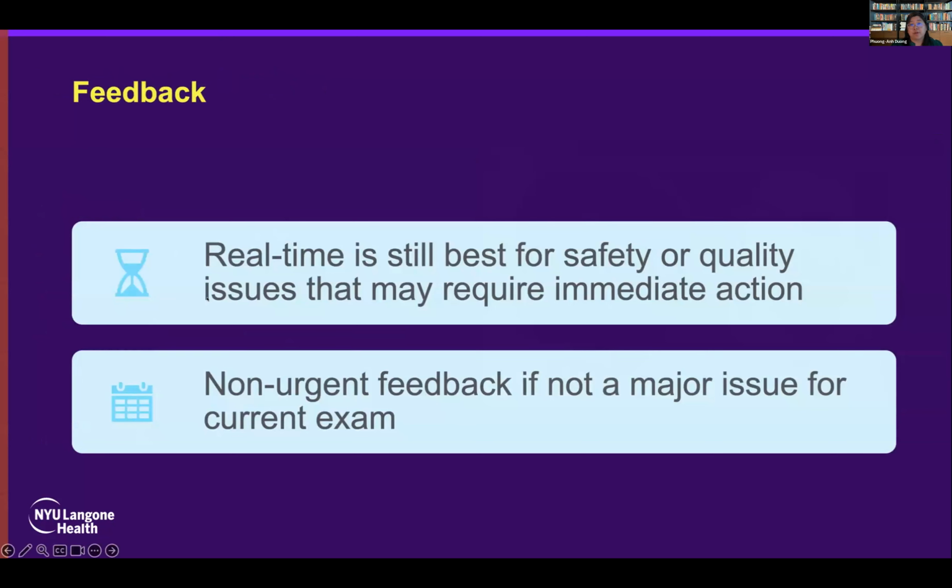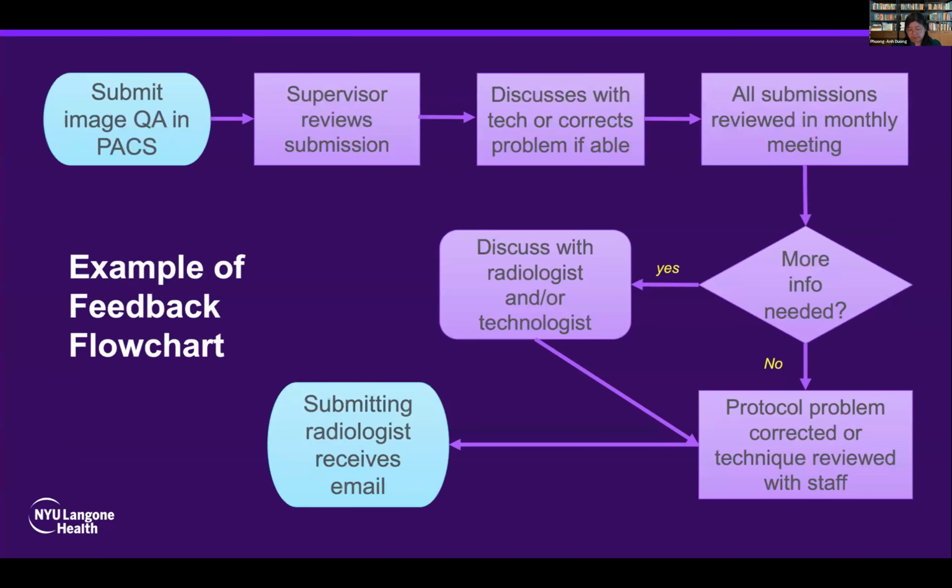So with feedback, real time is usually still best, especially for any safety or quality issue that might require immediate reaction. But we know that people are busy, and we may not be able to reach the technologists in time or give feedback in a timely manner because we're both busy doing other things. And so for non-urgent feedback, there are other ways that we can provide that. And one way is to use a QA system.